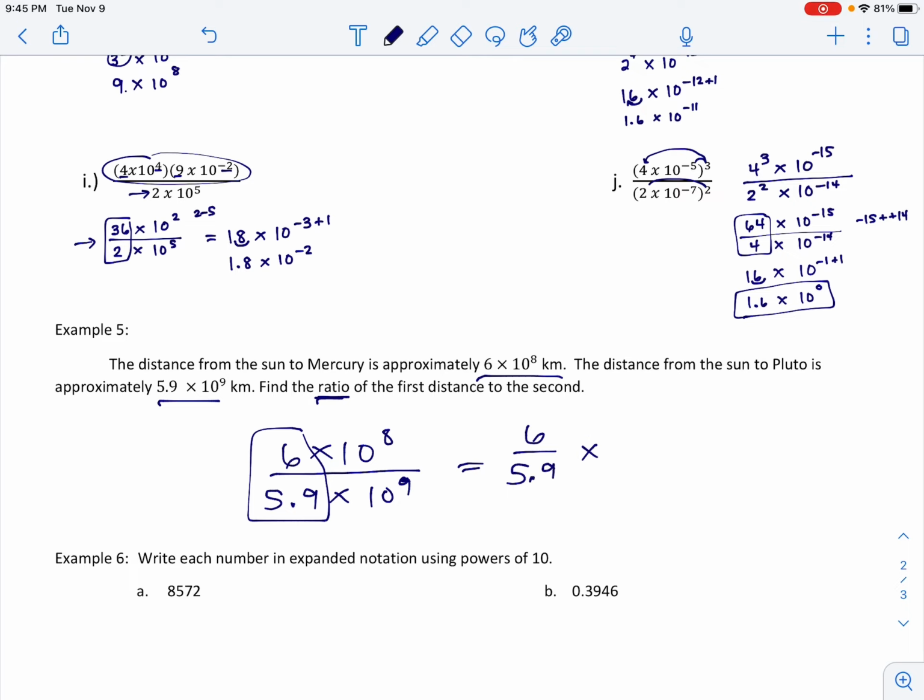And we're going to figure out what our power is. So it's 10 to the 8 minus 9, which is 10 to the negative first power. This is where we want to follow our property of exponent rules.